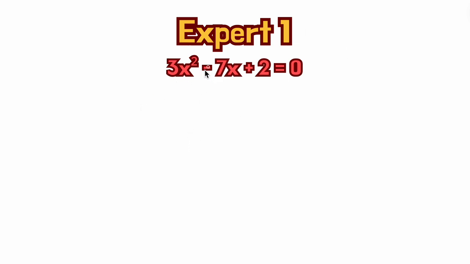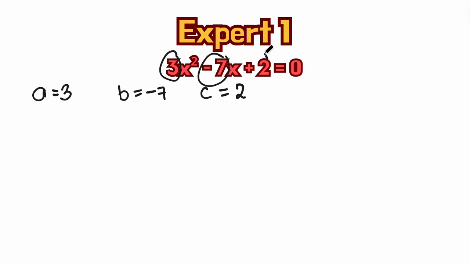Okay, for expert number one, this is your problem, or the equation that you want to demonstrate: 3x squared minus 7x plus 2 equals 0. The first thing is to identify if that is in standard form. If it is, then you have to identify the A, B, and C. In that case, A would be 3, B would be -7, and C would be 2.